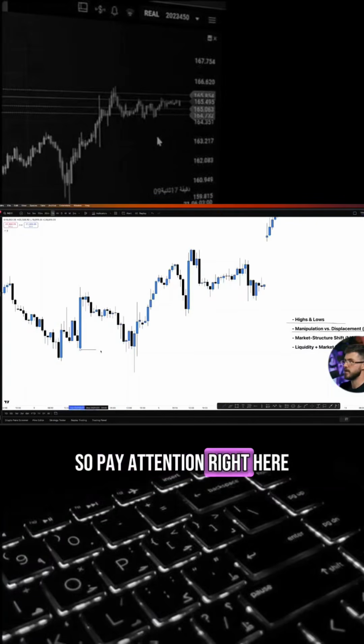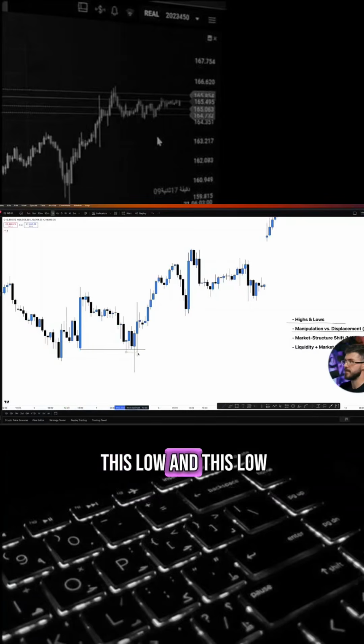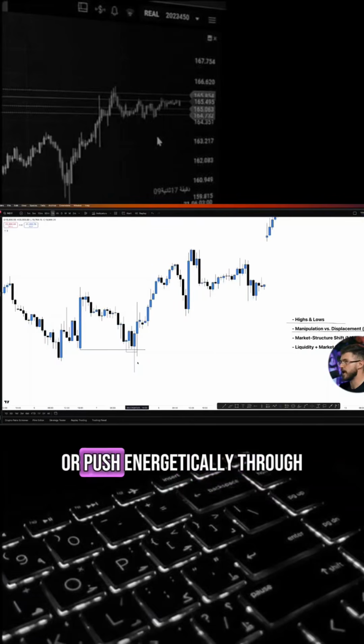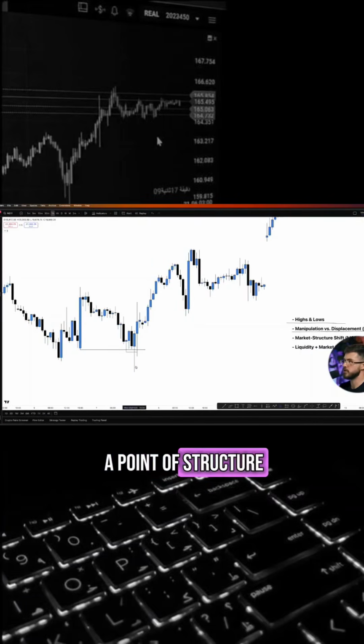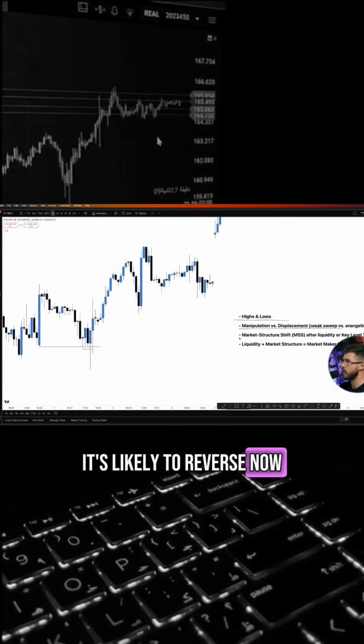So pay attention right here. What is happening to this low and this low? Notice we're not closing below it. Now, some people would say this is a break in structure, but they'd be wrong. Because when the market doesn't displace or push energetically through a point of structure, it's likely to reverse. Now, this becomes even higher probability with a market structure shift.